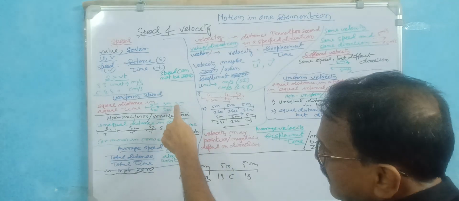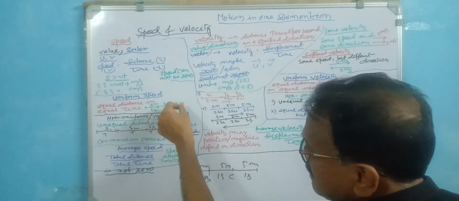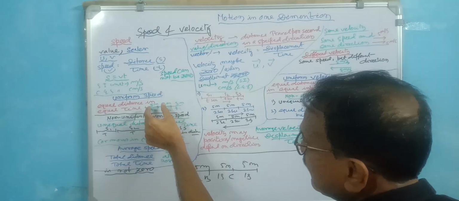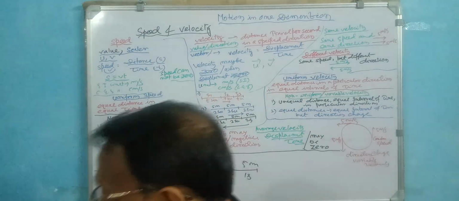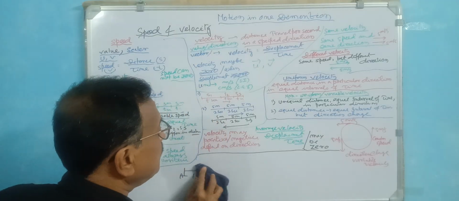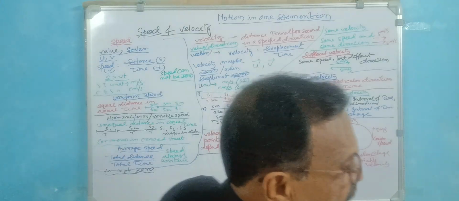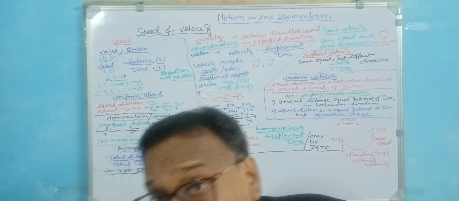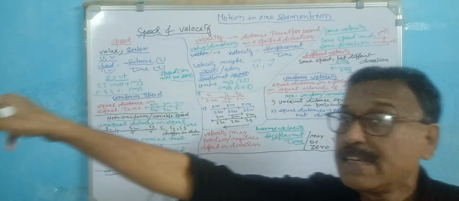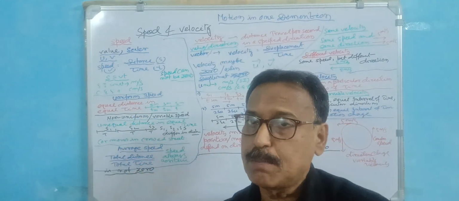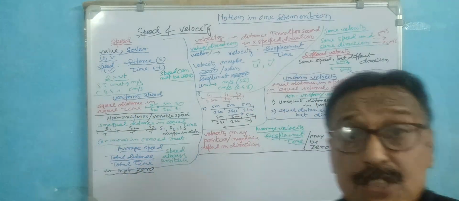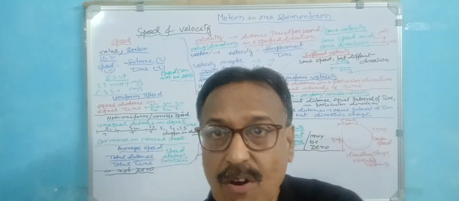Here is s, with time t1 and t, both t second, and the equal distance. That is the very important thing. 5 meter in 1 second means that in each and every 1 second it covers 5 meter. That is equal distance in equal time. That is called uniform speed. The speed is not changed.